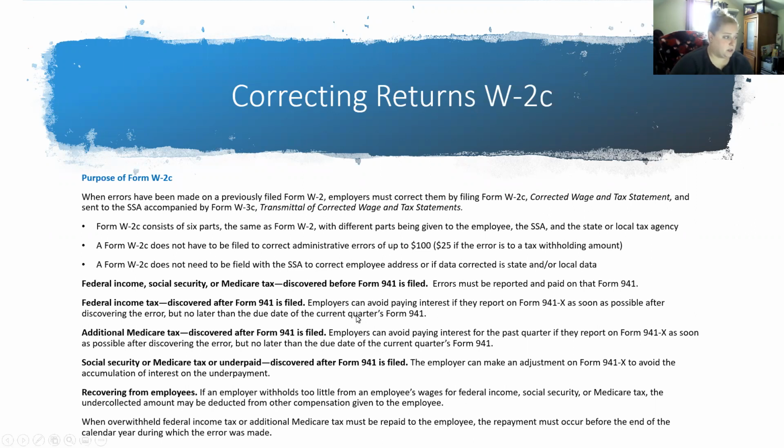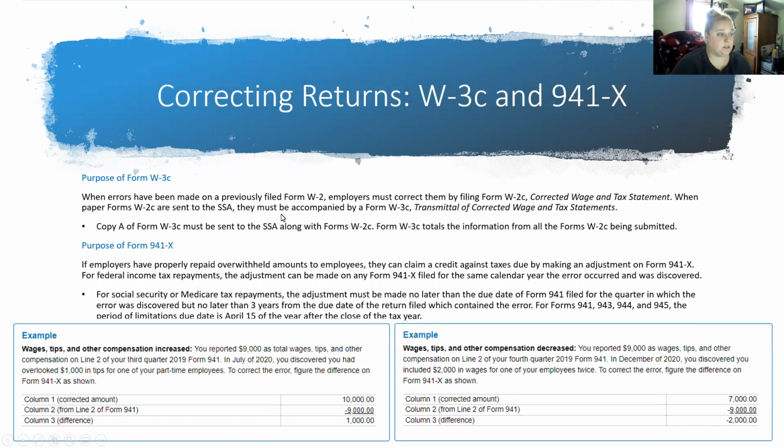All right. So Form W-3C goes along with Forms W-2C. If you've corrected your Form W-2, you also have to correct your Form W-3. So when you file a W-2C, if you do it online through the SSA website, then it also creates a W-3C, which is also e-filed to the SSA. And then you'll want to keep a copy of that and make sure that the employer keeps a copy of that.